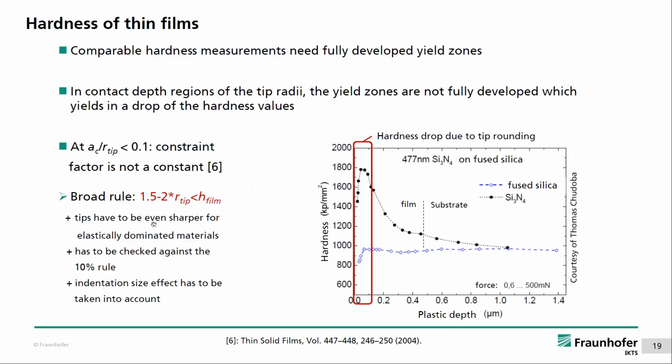And there's also a safe rule. This means you are able to measure the film hardness if you have a tip radius, which you can determine from the area function calibration, that is 1.5 to 2 times smaller than the film thickness. So then this drop will happen at such low indentation depths that you really can reach the 10% of indentation depth of the film thickness. So this is the second rule for hardness.